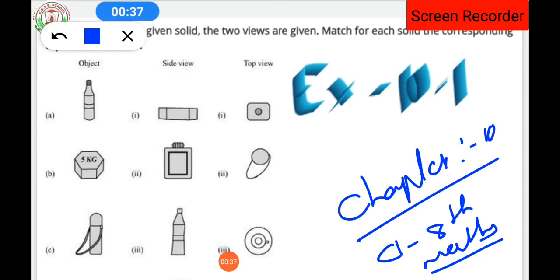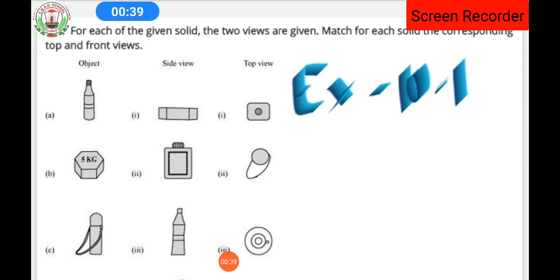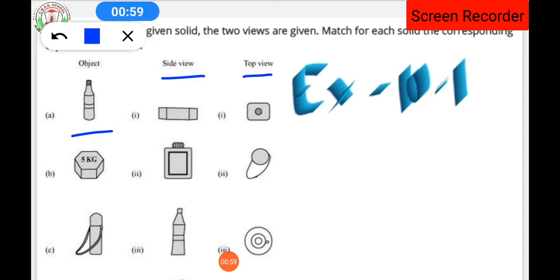The first question is, for each of the given solids, two views are given. Okay, a solid is being given and its side view and top view are given. Suppose the first one is a bottle. How does the bottle look from its side, and how does it look from its top? So one view is given, and according to that view we have to match the following.